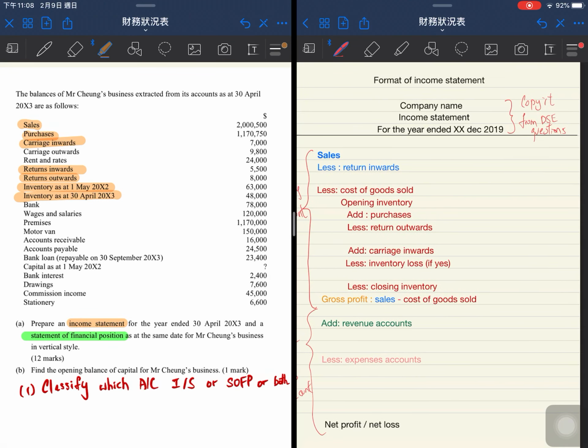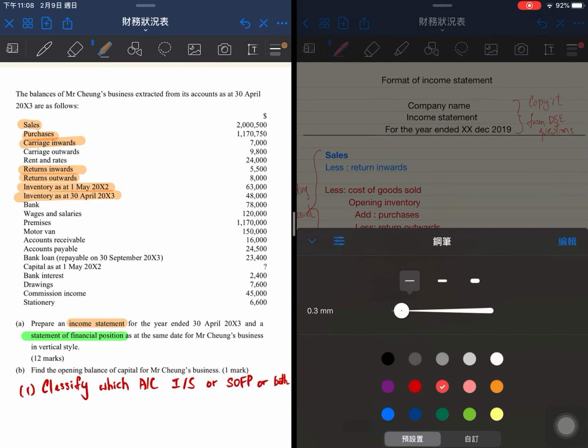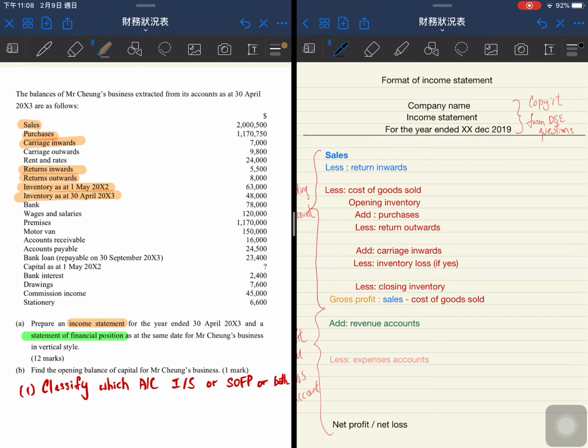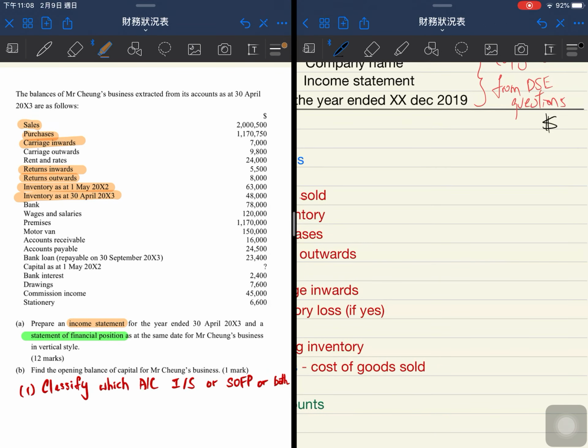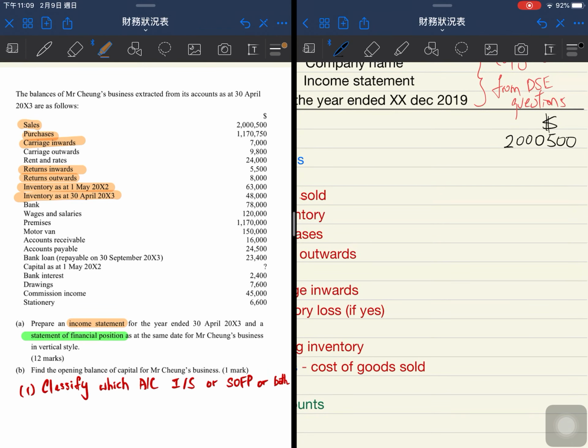Okay, we use this information. Let's do it. Sales, we have 2,500,000. Let's do return inwards. Return inwards, we have 5,500. So let's use a calculator.